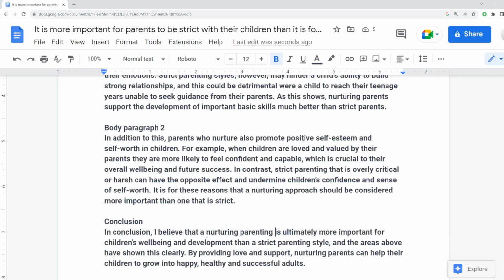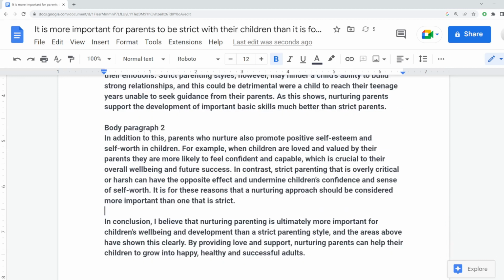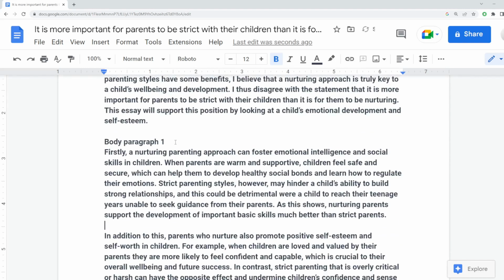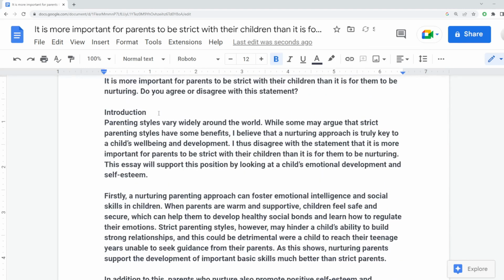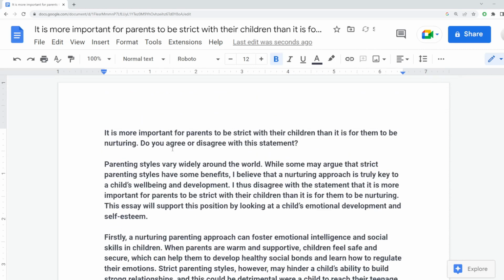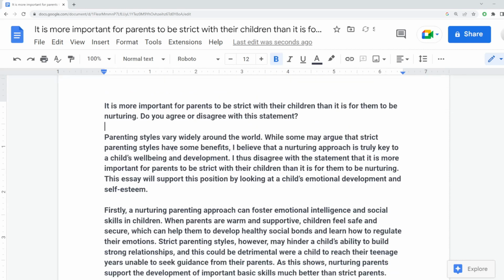In conclusion, I believe that nurturing parenting is ultimately more important for children's well-being and development than a strict parenting style, and the areas above have shown this clearly. By providing love and support, nurturing parents can help their children to grow into happy, healthy, and successful adults. Okay, I'm just going to remove these subtitles here, and let's just read the essay from start to finish, and you can see how the different parts link together and help to work as a team to support a position in response to this essay question.